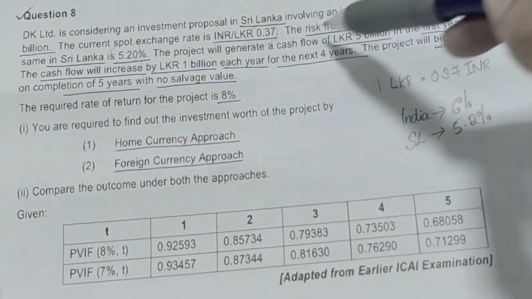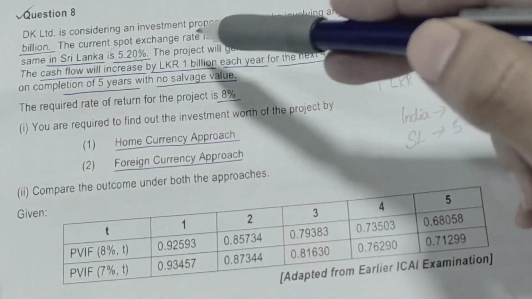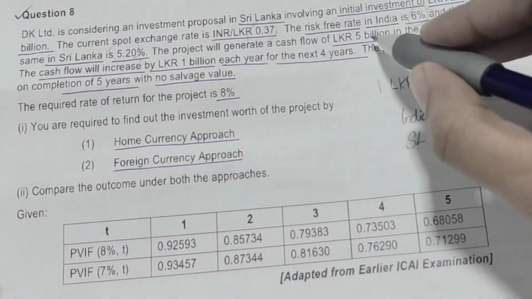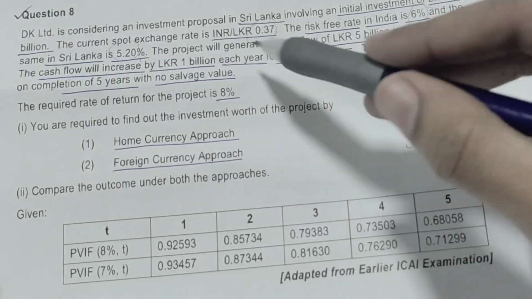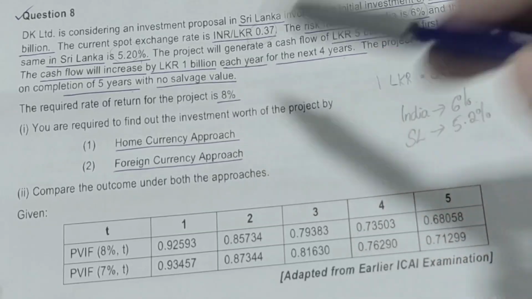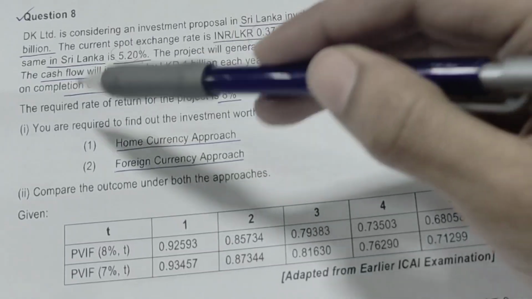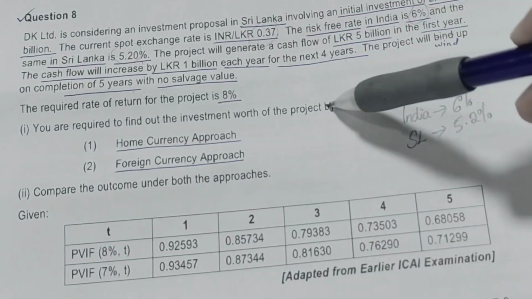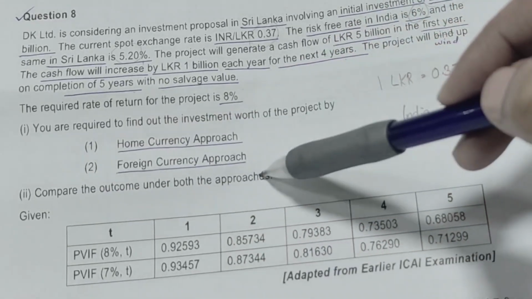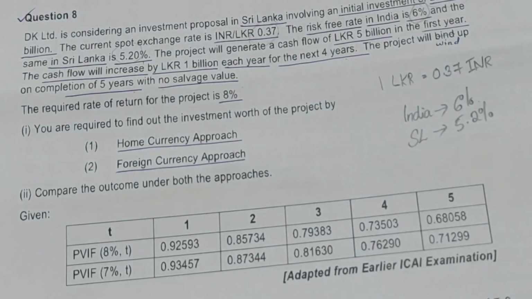The project will generate a cash flow of Lankan rupee 5 billion in the first year. The cash flow will increase by Lankan rupee 1 billion each year for the next 4 years. So first year 5 billion, next year 1 billion വീതം increase ചെയ്യും. The project will wind up on completion of 5 years with no salvage value. The required rate of return for the project is 8%. You are required to find out the investment worth of the project by home currency approach and foreign currency approach. Compare the outcome under both the approaches given present value factor 8% and 7% തന്നിട്ടുണ്ട്.